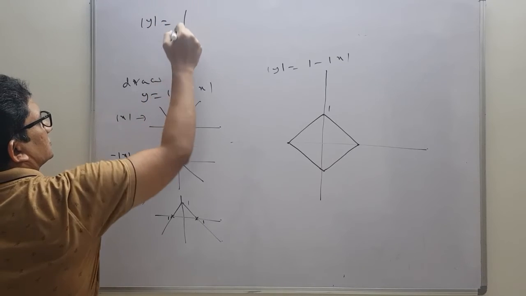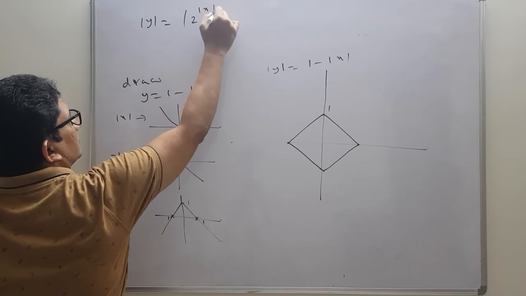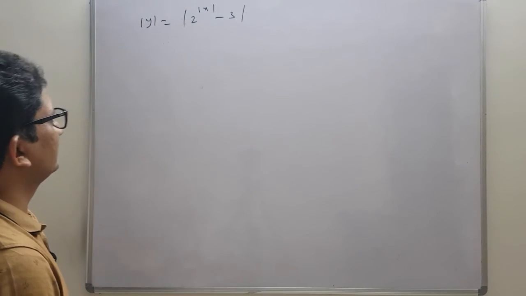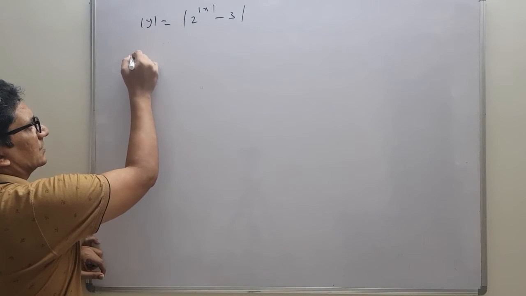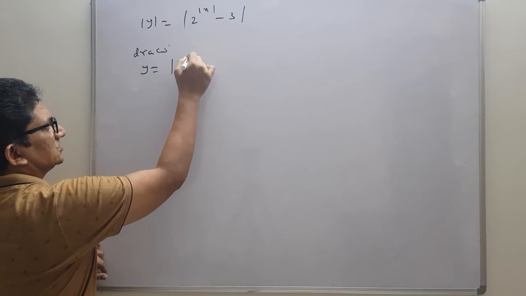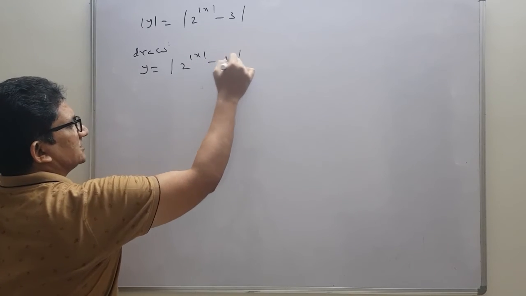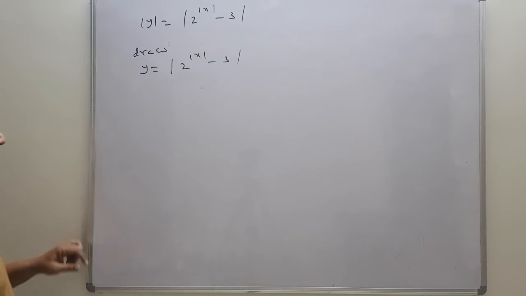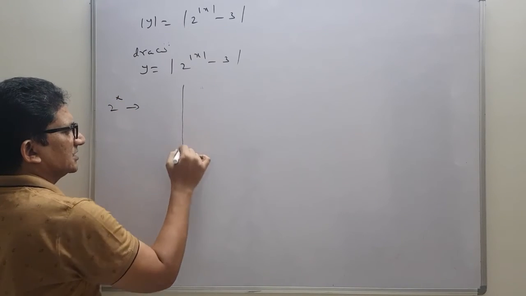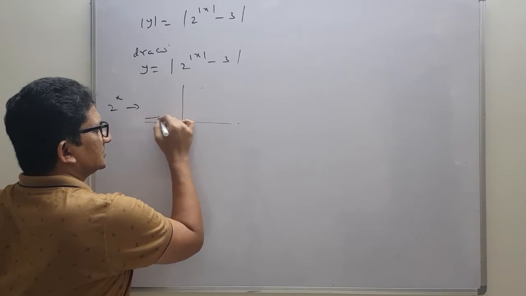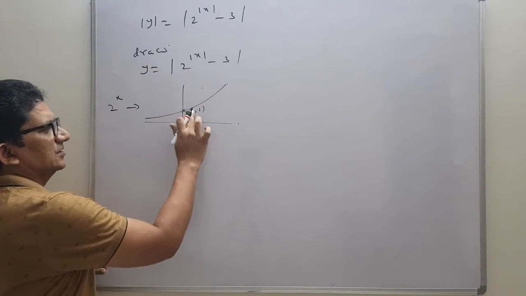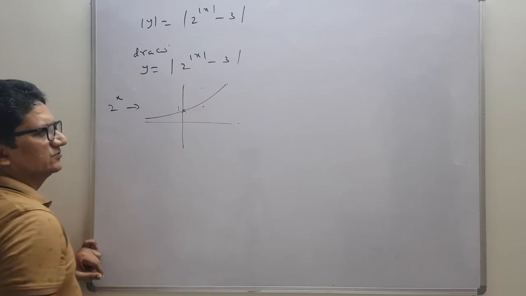Mod y equals modulus of 2 to the power of mod x minus 3. Okay students, observe the graph of this one. First we need to draw y equals modulus of 2 to the power of mod x minus 3. For that, first I will give you the 2 power x graph. So the 2 power x graph, we know that it will be like this type. So this is 0, 1. Or simply write the y-axis point, that is 1.